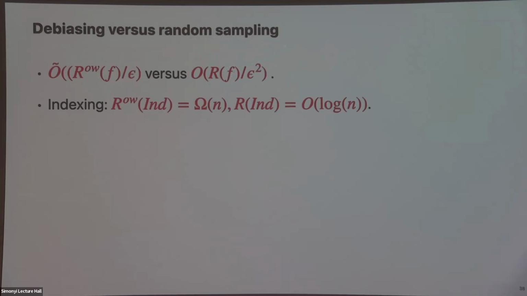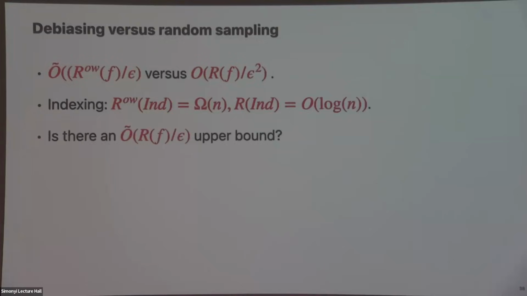And we know there are functions where there's a huge gap between the one-way and the multi-round complexity. In particular, there's this thing called the indexing function, which some of you might be familiar with. We'll see it in the next slide, where the one-way communication is linear in n, but the multi-round, even two-round, is logarithmic in n. So then if you look at these two bounds, this is giving you n over epsilon, this is giving you log n over epsilon squared.